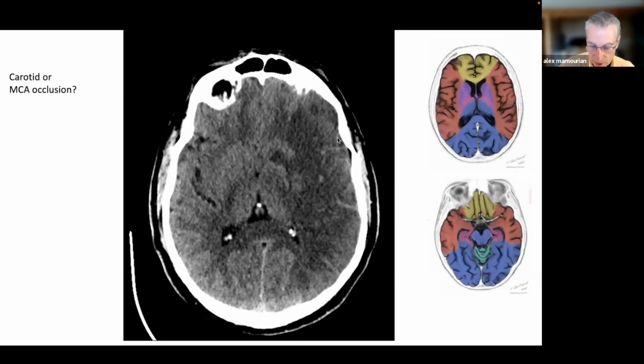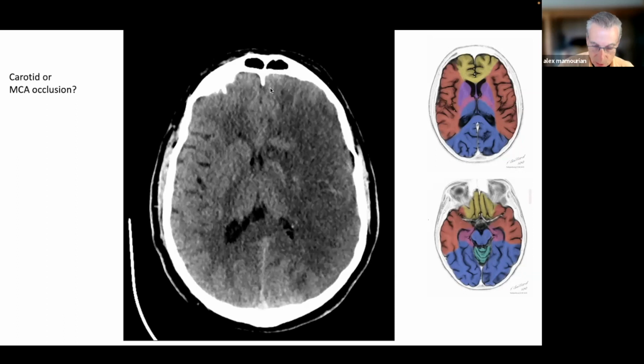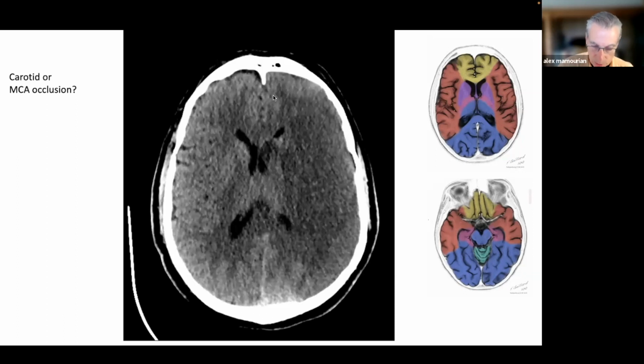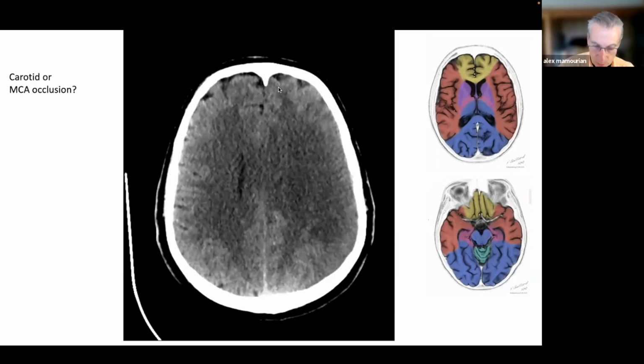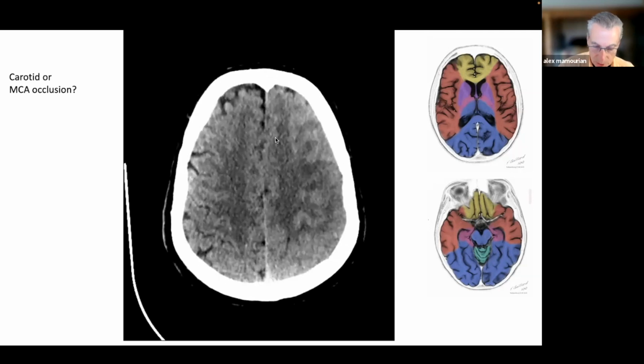Again, broad involvement of the MCA territory, sparing of the ACA territory. You see again, this is anterior cerebral territory, and so on. And as we come up here, you can see the sparing of the cortex here. So this is limited to the M1, middle cerebral artery territory.